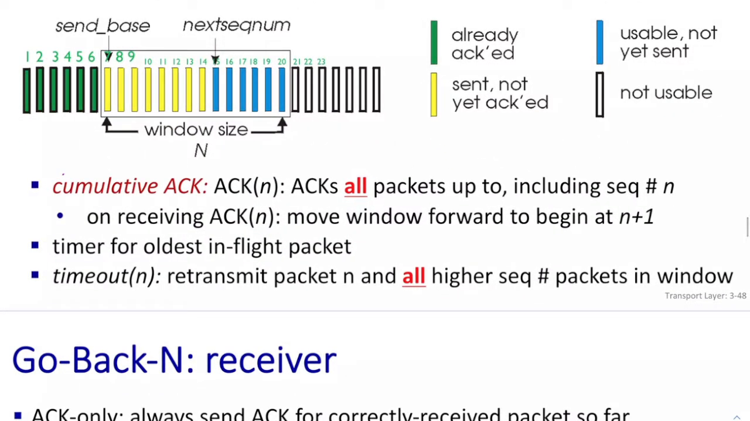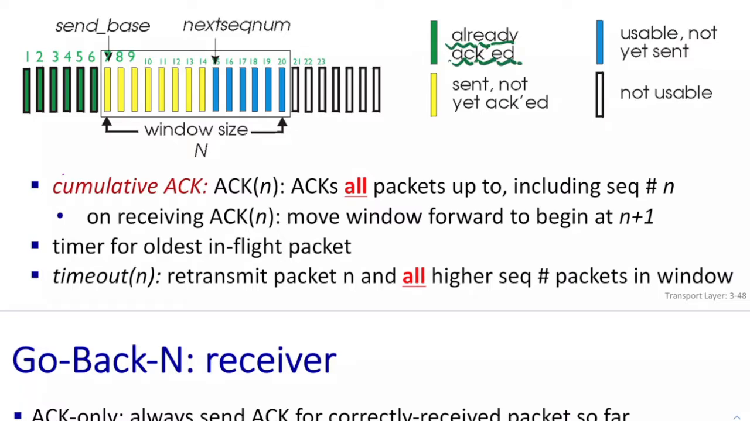In this case, the sender has several different segments waiting to be sent. So here's segment number 1, segment number 2, up to segment number 23. As a sender, we have already received ACK number 6. So segment number 1 to segment number 6 are green. They are already acknowledged segments.